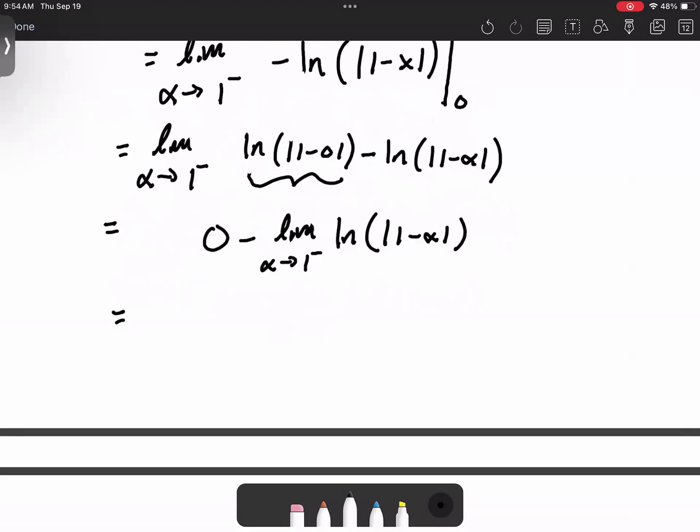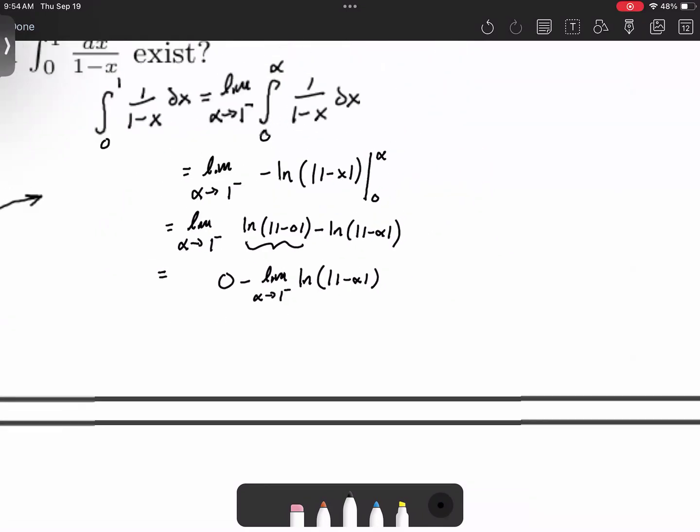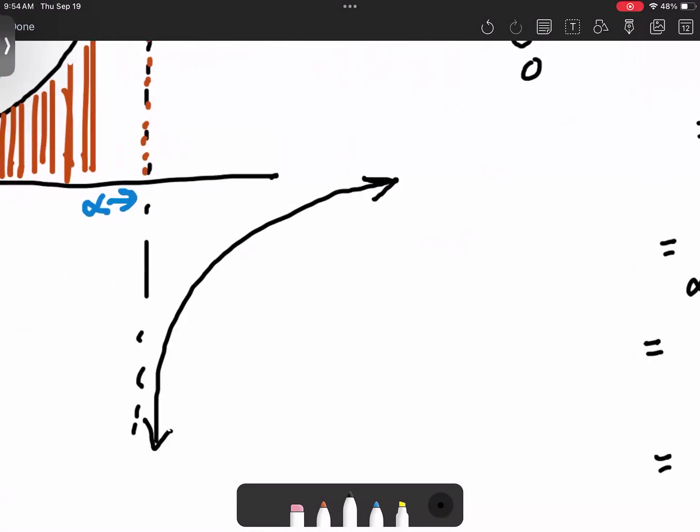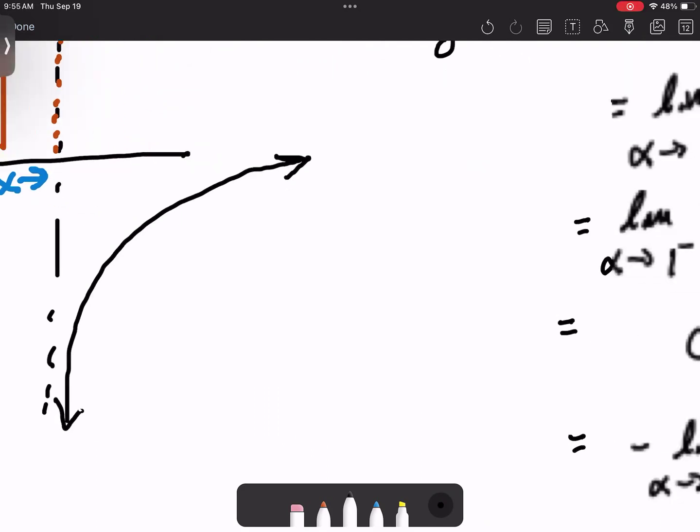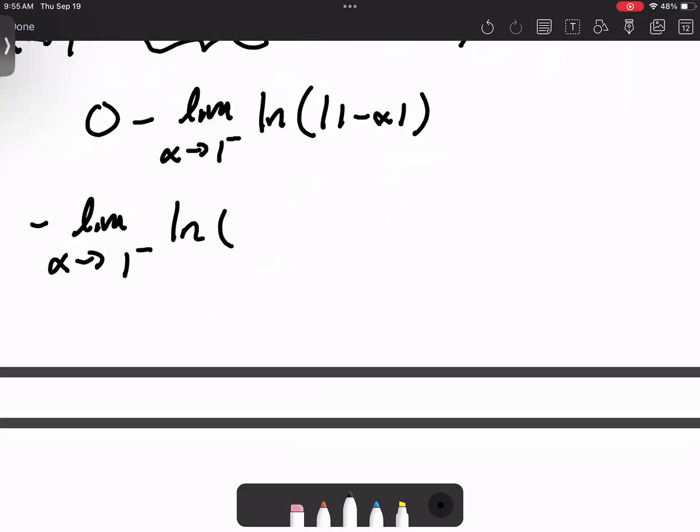Okay, so we have minus the limit as alpha is approaching 1 on the left-hand side, natural log. And if alpha is approaching 1 on the left-hand side, let's go to our picture. If alpha is somewhere over here, then it's smaller than 1, meaning that 1 minus alpha is a positive number. So I can just ignore my absolute values, as long as alpha is close to 1 and smaller than 1, which it is because we're approaching on the left-hand side.